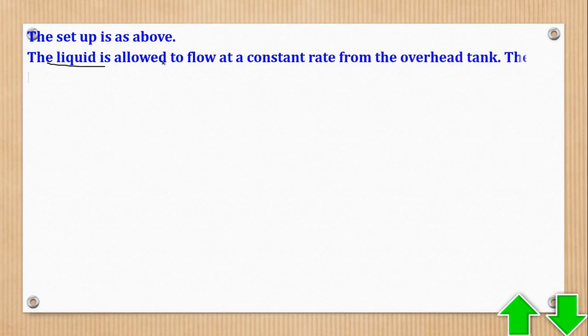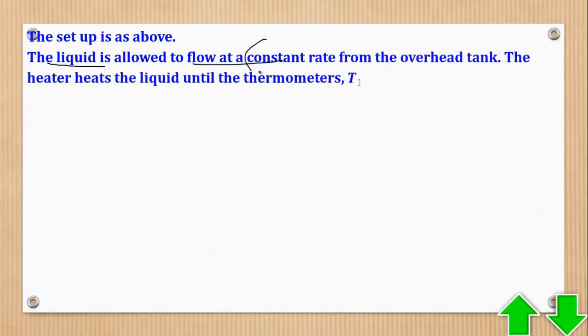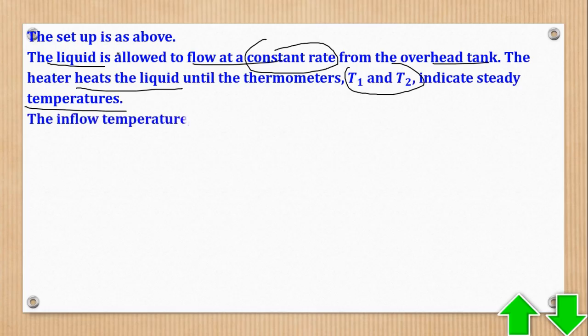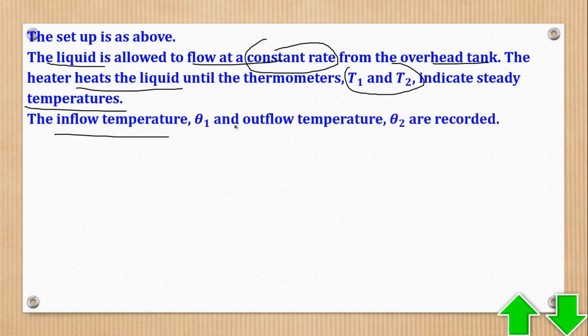So the liquid is allowed to flow at a constant rate from the overhead tank. The heater heats the liquid until the thermometers T1 and T2 indicate steady temperatures. Steady temperatures means that the readings are constant. So the inflow temperature θ1 and outflow temperature θ2 are recorded. This one is measured from T1, this one from T2.